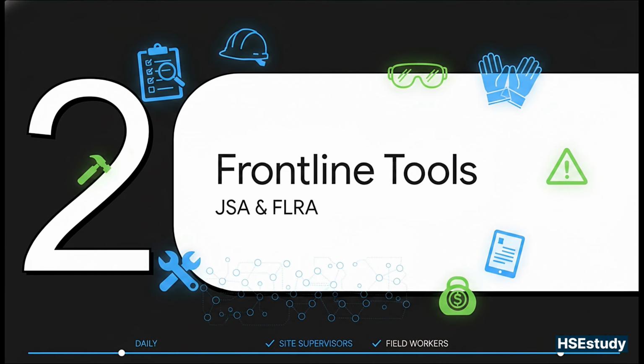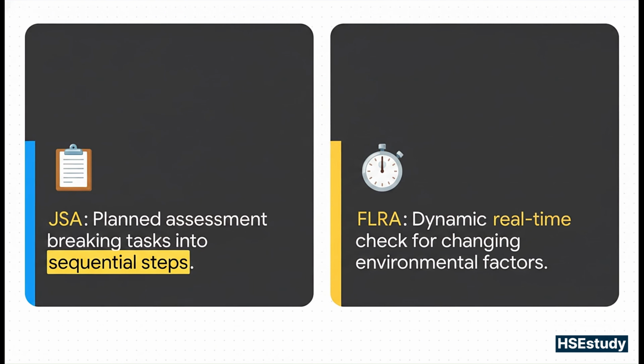Moving right along to Section 2, Frontline Tools, JSA, and FLRA. Stepping down to the operational level, let's look at the practical tools your field workers are using every single day. First up is the Job Safety Analysis, or JSA. This is a highly planned, systematic assessment. You take a specific task, chop it up into individual, sequential steps, and then lock down hazards and controls for every single movement.